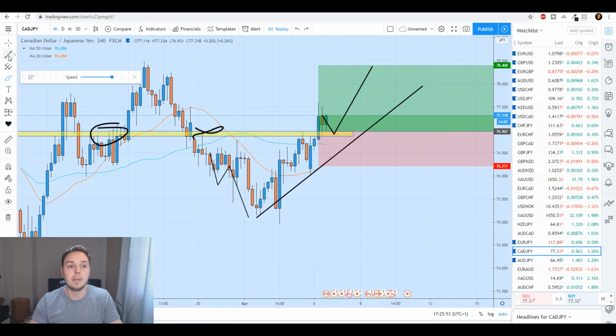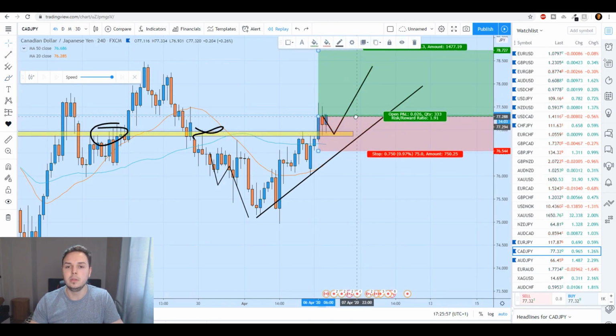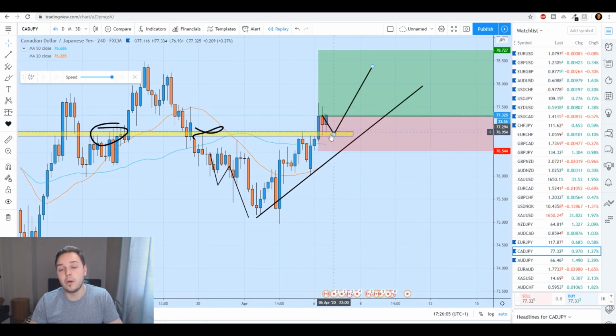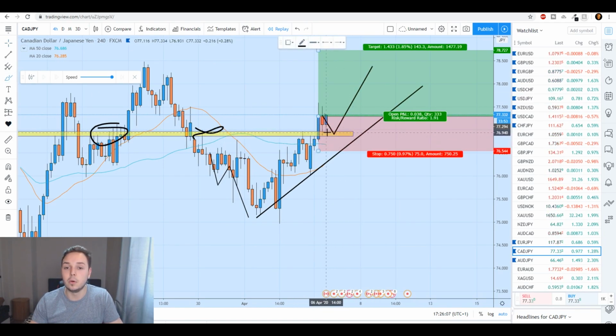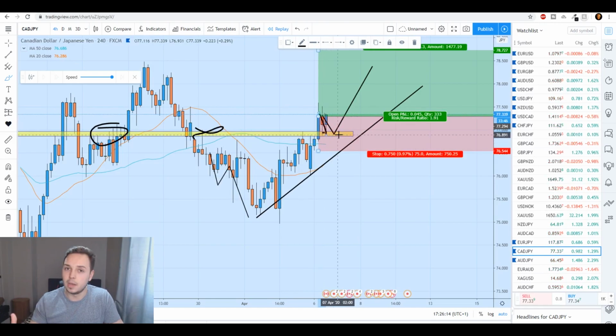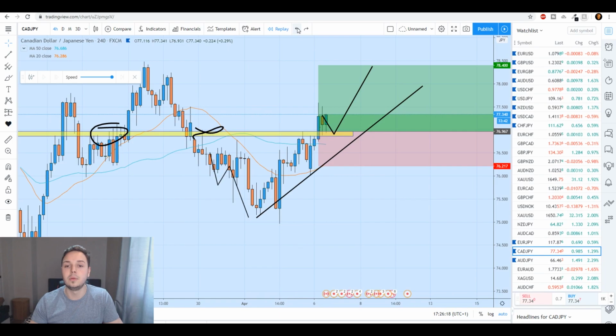As I said, imagine if I entered somewhere around here, I would be making just a little bit of money, like 2 to 3 pips. That's not great, right? That's why it's very important to enter on pullbacks. When an area of sensitivity breaks, you don't enter on the break, you enter on the pullback. You have a nice pullback, you enter for better risk to reward, better risk management.